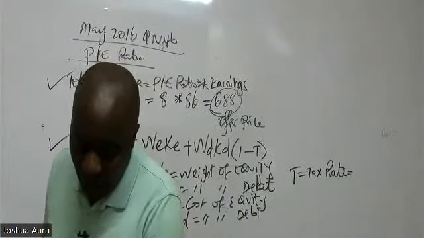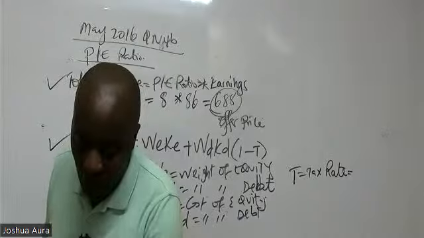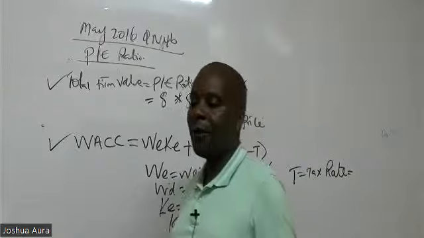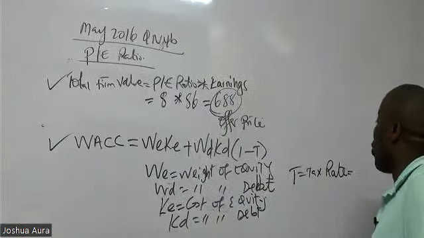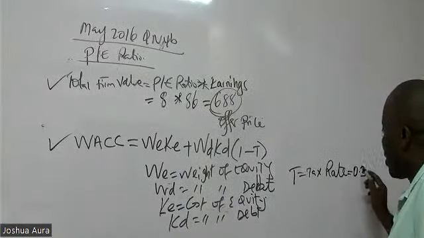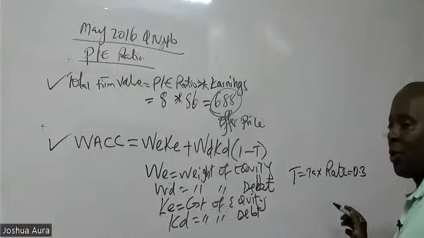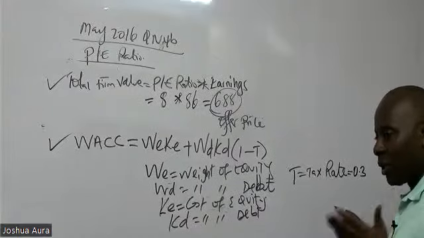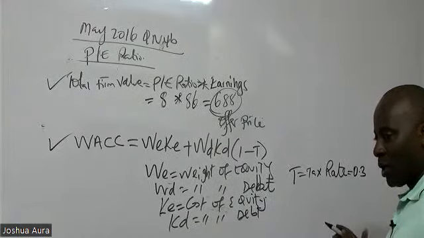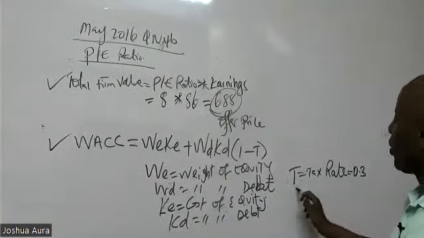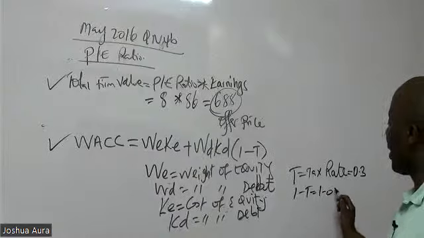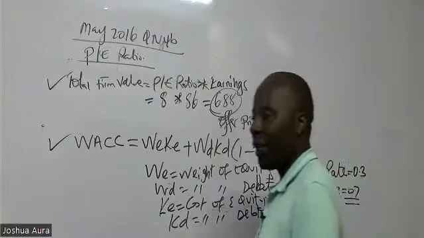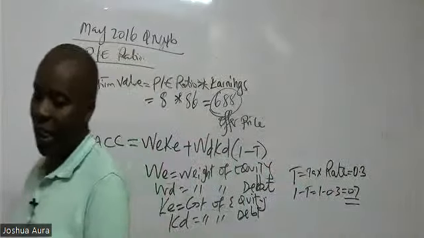The tax rate has been provided to us before the required section, in the second last paragraph: the tax payable is 30%. They always tell you about tax. If they don't tell you, you don't assume. If in finance they don't tell us what the tax is, we don't assume; it will always be zero. If they tell us it's 30%, then 1 minus tax will be 1 minus 0.3, which will give me 0.7.